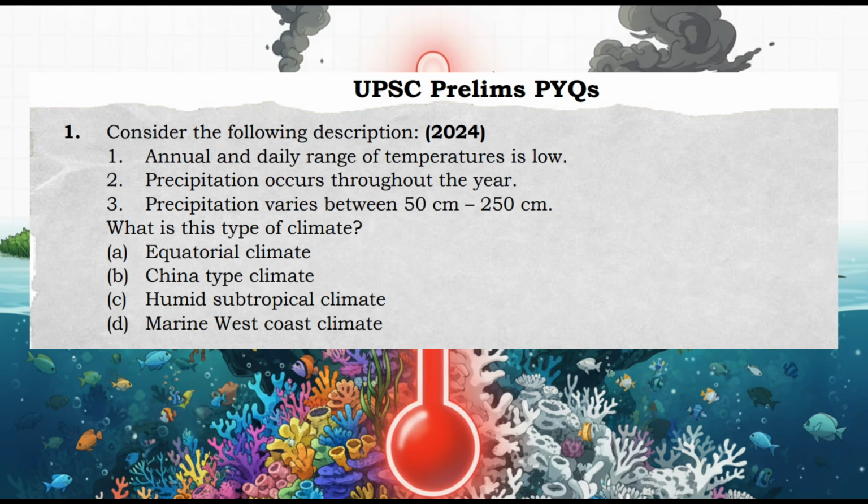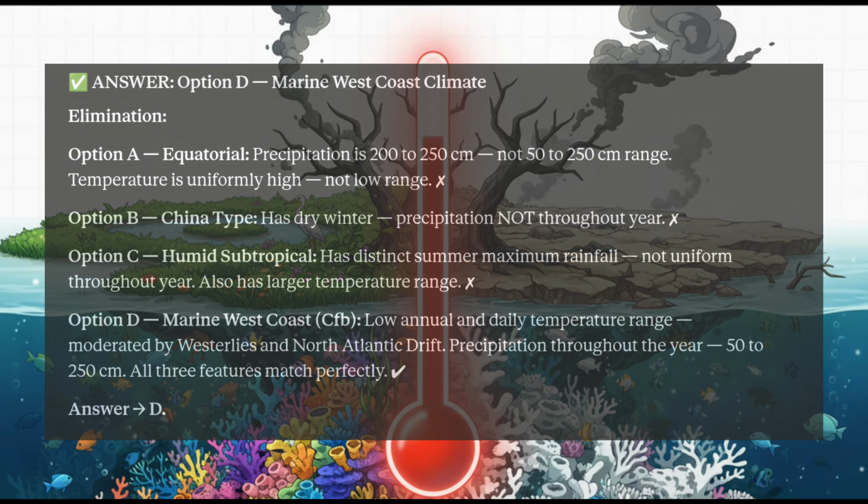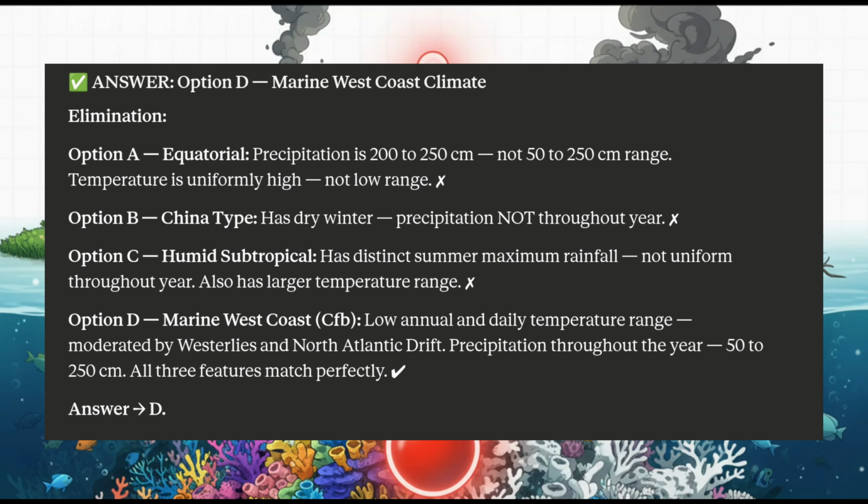Option A, equatorial climate. Option B, China type climate. Option C, humid subtropical climate. Option D, marine west coast climate. Pause 8 seconds. Answer, option D, marine west coast climate. Elimination: Option A, equatorial, precipitation is 200 to 250 centimeters, not the 50 to 250 centimeters range. Temperature is uniformly high, not a low range.